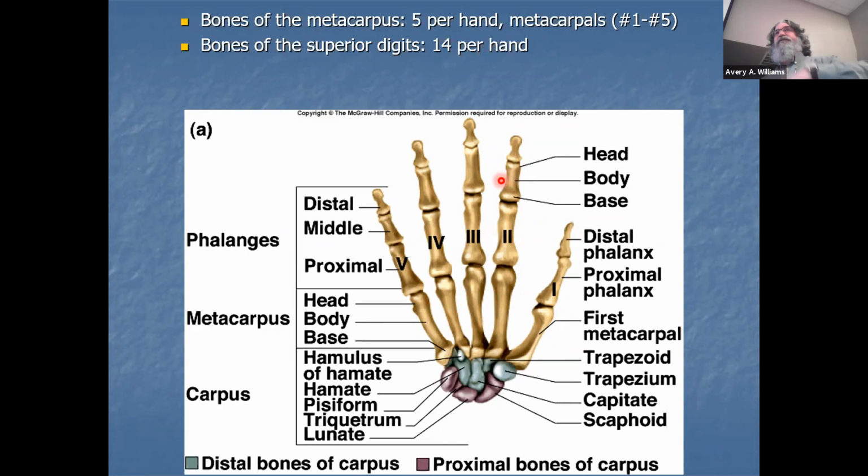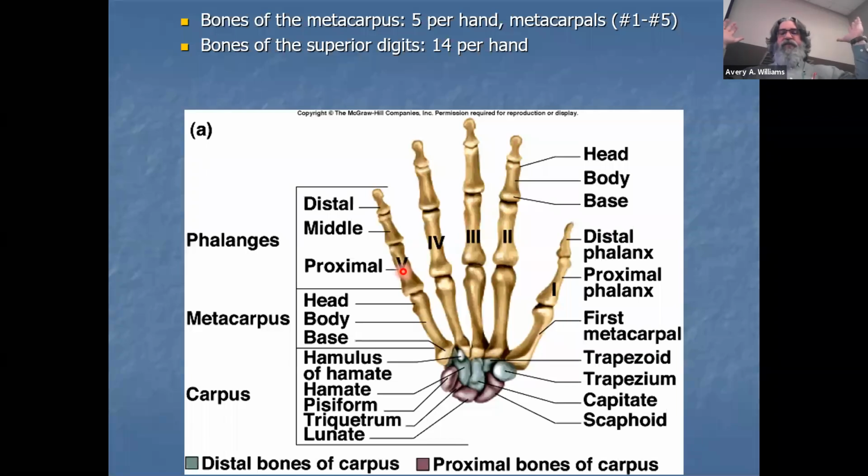But how do you distinguish phalanges from one another? Well, you put the digit number. So this bone right here, this is the middle finger, right? And this bone right here would be called middle phalanx number 3. This one right here, distal phalanx number 4. This one right here, proximal phalanx number 5. That's how you number the bones of the fingers.